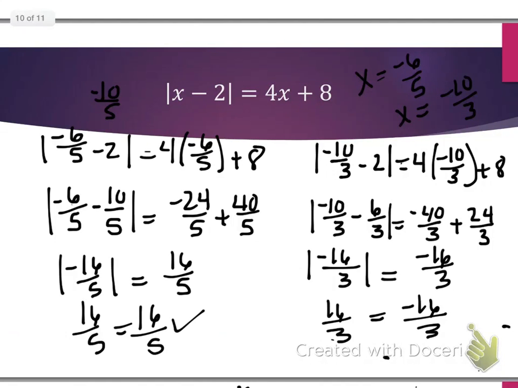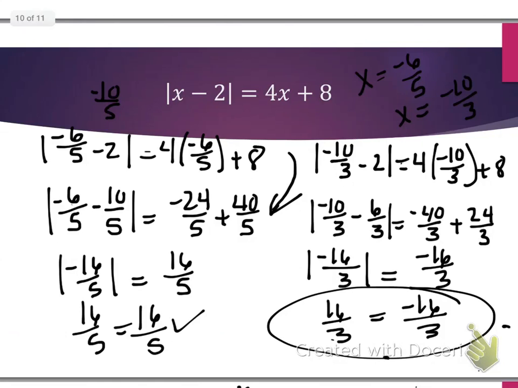So what I went ahead and did is I converted them all to have the same denominator. If you look right here, that was a bad arrow, I converted them all to have the denominator of 5. On the right side I converted them all to the denominator of 3 so that I could easily add and subtract my fractions. And you can see that my -10/3 does not work. So it was extraneous.